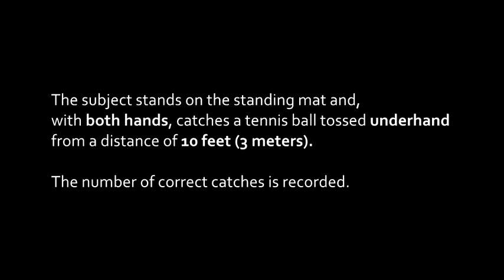Subtest 5 Item 3 Catching a toss ball with both hands. The subject stands on a standing mat and with both hands catches a tennis ball tossed underhand from a distance 10 feet or 3 meters away. The number of correct catches is recorded. One practice trial and 5 recorded trials.